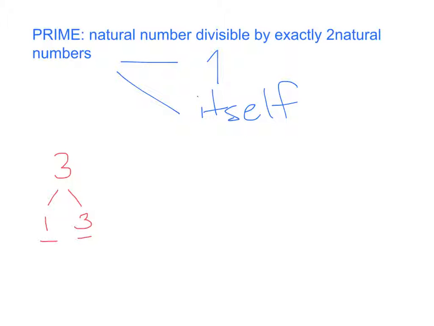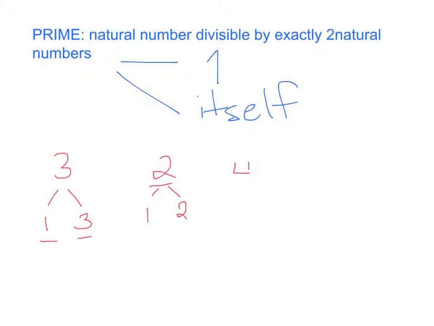So let's take another number, the number 2. The number 2 is divisible by 1: 2 divided by 1 equals 2. And 2 divided by 2 equals 1. And there is no other natural number that 2 is divisible by. 2 is actually very special because it's the only even number that is a prime number. Any other even number can be divided by 2, and therefore no other even number is a prime number.